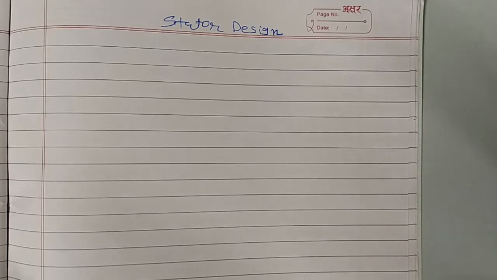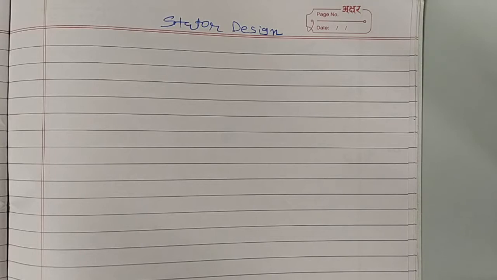Okay, so let us recall first the stator of induction machine or synchronous machine. Both are almost same, but what is the construction of that? So mainly a stator can be divided into three different parts: the stator core, stator winding, and stator frame. Okay, so mainly we are going to focus on stator winding and stator core.